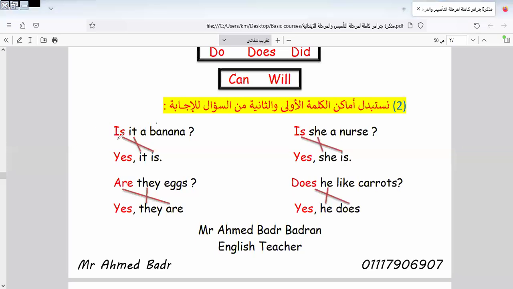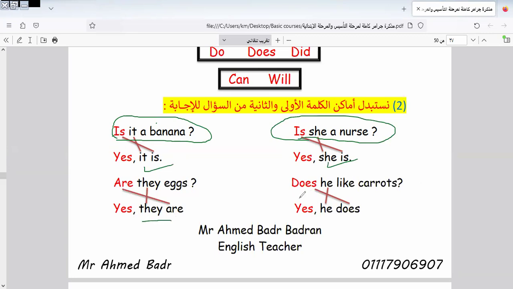Your teacher says to us, we make a scissor. If we say it's a banana, here we make a question like this: is it a banana? So this is a question. Or, is she a nurse? So we can say yes, it is. Yes, she is. Or we can say, are they eggs? Yes, they are.